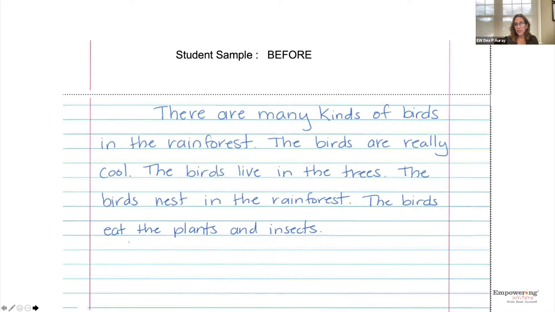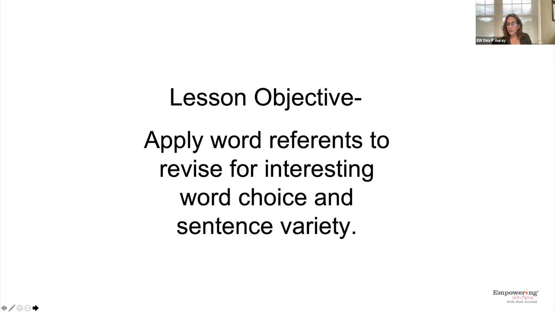So now when I look at this, I'm going to focus on the fact that the student used the word birds over and over and over again. And as I think about that, a really good lesson objective would be to teach students how to use word reference for the purposes of revision. And as they learn how to use a word reference, they're also going to be building interesting word choice and sentence variety. And so the objective of our lesson today is going to be word reference. How do I look at this piece? How do I show students what the weakness is and what can they do to make a change?